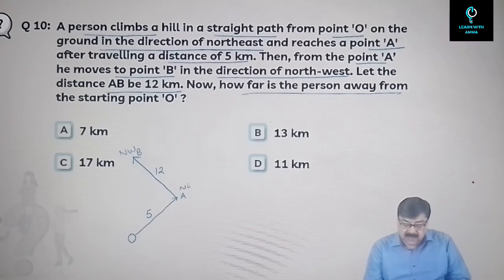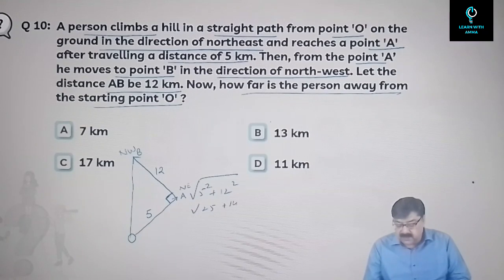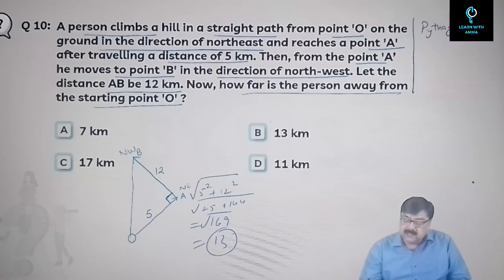So this is 12 kilometers from A to B. Now how far is this person away from the starting point O? So you need to find out this line or this distance. So what you see here is that northeast and northwest are going to be at 90 degrees from each other. So we have with us now a right angled triangle, and to find out this distance we will employ Pythagoras theorem. Now one thing that you can do is do these calculations. 5 square plus 12 square under root, that is 25 plus 144 under root, that is 169 under root, which is 13. Takes time.